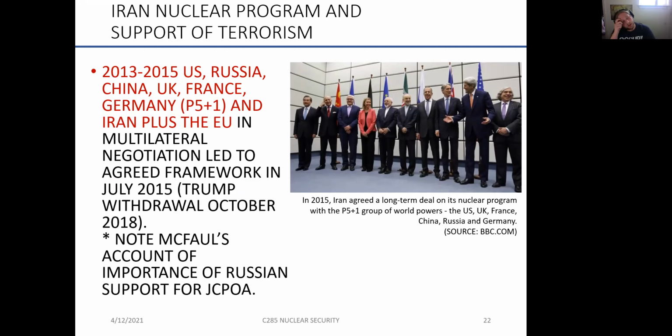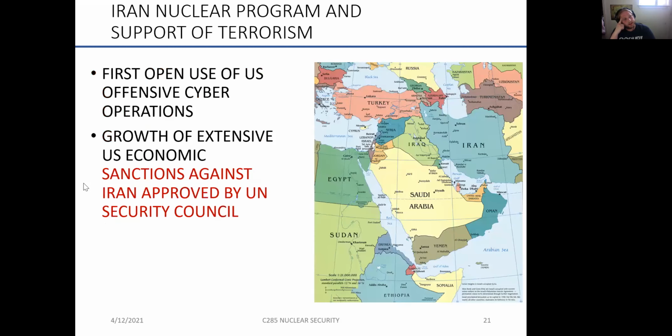Professor Knox, we have a question. Can you describe what open use means in this context? The U.S. has never claimed responsibility for this, but you said open use. Yes.